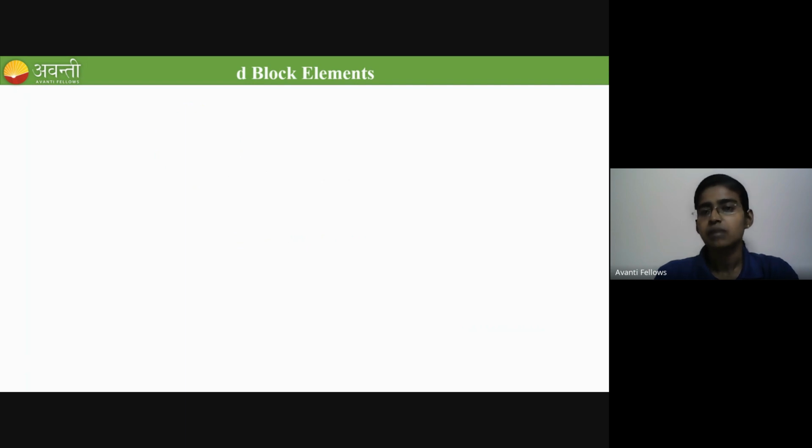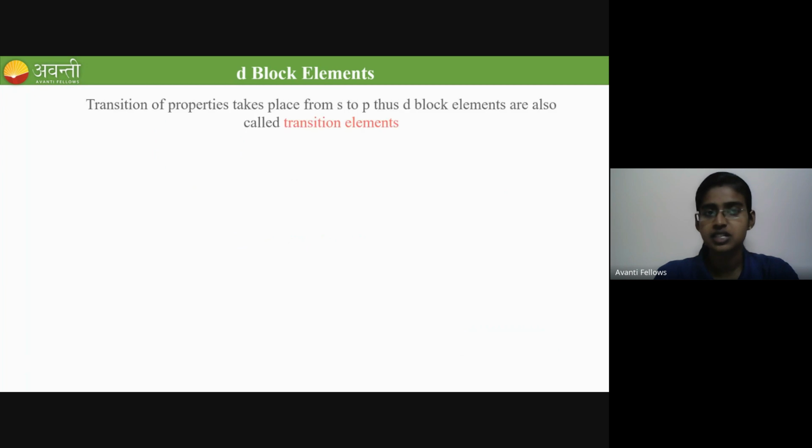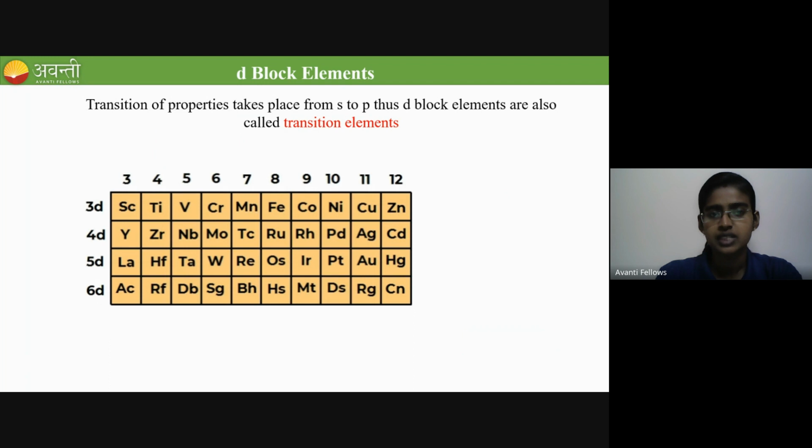D block elements comprise elements from group 3 to group 12, right? They are also called transition elements. Transition of properties takes place from S to P block. Thus D block elements are also called transition elements. They start from group 3 to group 12, and they are placed in between the S block and P block.